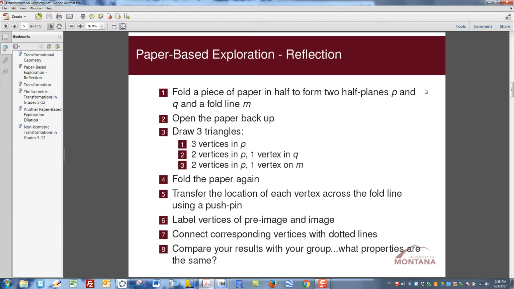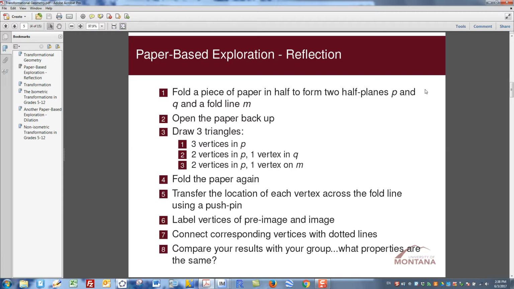So let's do a paper-based exploration on one of these ideas, and that is the idea of reflection, which we'll define in a bit. But let's start with the whole perspective. Start from a conceptual standpoint by constructing some reflections and then looking at their properties. So let's fold a piece of paper in half to form two half planes P and Q and a fold line M. Then we're going to open the paper back up and draw three triangles, three vertices in P.